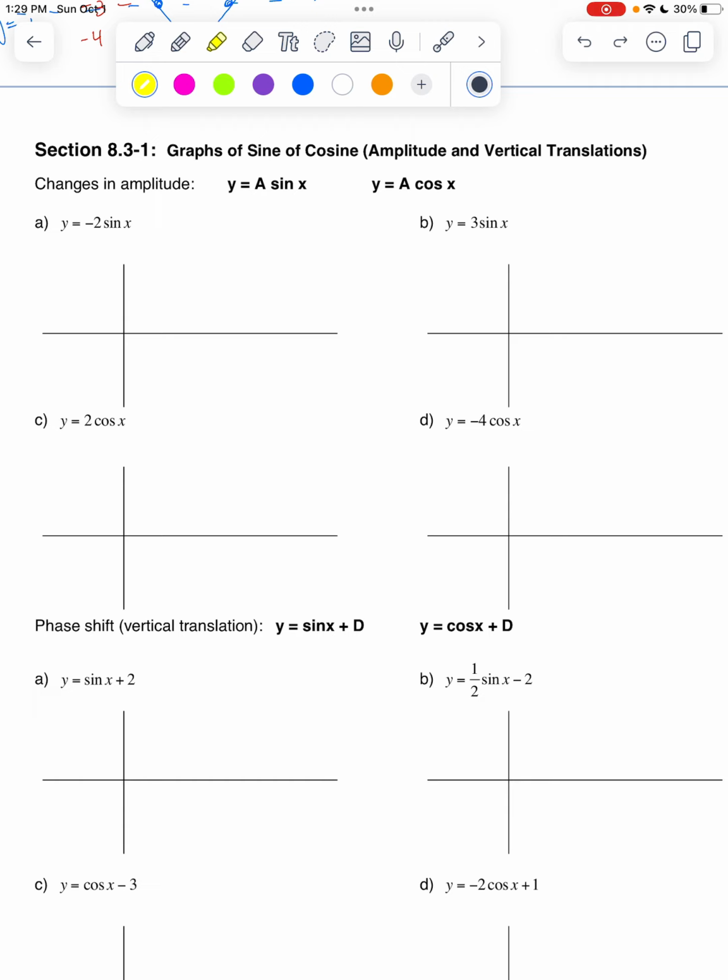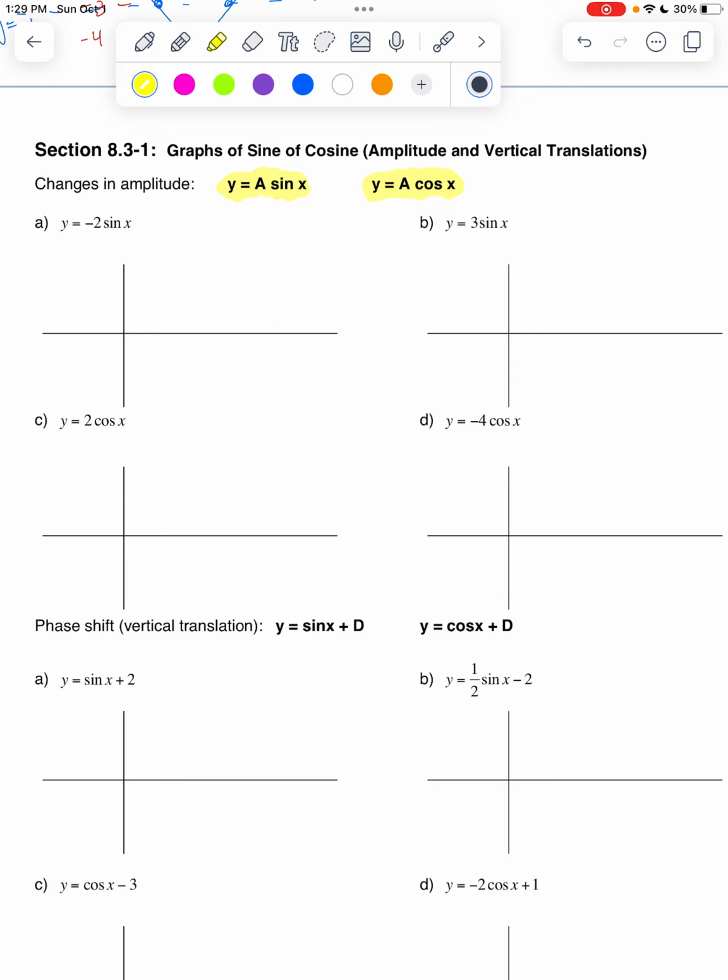When we are dealing with changes in amplitude, we're going to have y is equal to a times sine of x, and y is equal to a times cosine of x. Just so that we recall what amplitude is, it's the distance from the midline to reaching its maximum point, and also then going down and reaching its minimum point as well. There's an algebraic way to find the amplitude. It's the maximum minus the minimum, all divided by 2, and that will give us the overall amplitude.